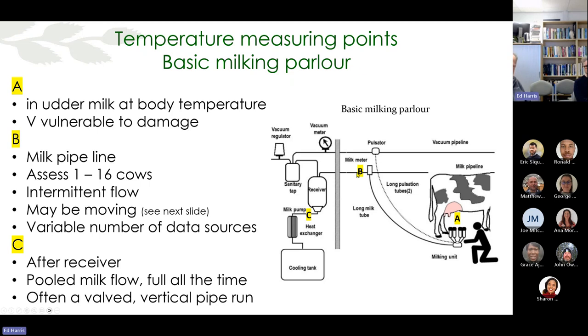So where I've settled for, the milk comes out in this line here. This is all under a vacuum. From all the cows on the milking parlor, it'll be collected into what's called a receiver jar. Because all of this system is under a vacuum, you then have to have a milk pump here, which pumps the milk out of the vacuum to atmospheric pressure, and it can then go into a cooling tank. So I've been putting my systems on point C here.